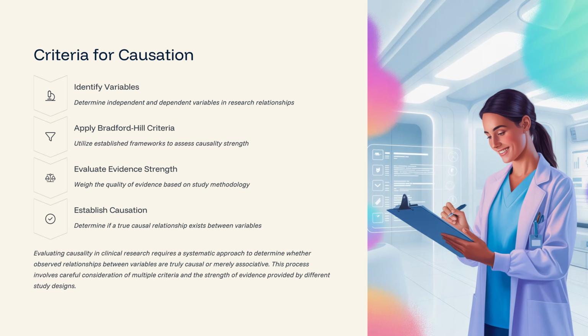So we talked a lot about in the previous lecture, correlation does not mean causation. So how do we actually establish causation? There's a series of steps that we usually go through. First, you have to identify the variables. So what are the independent and dependent variables? We have to apply Bradford-Hill criteria, which we'll talk about. Evaluate the strength based on the study methodology. How good was that study? Was it designed really well? And then establish causation. Determine if true causal relationships exist between variables, how confident can we be in that, and what else can we do to see if they're truly causative or just merely associative.